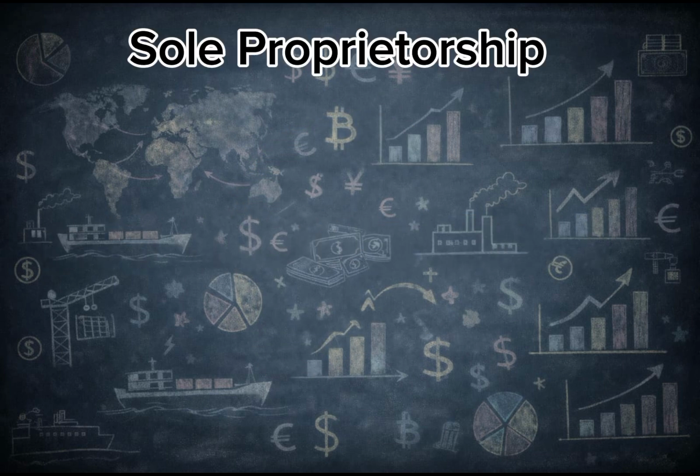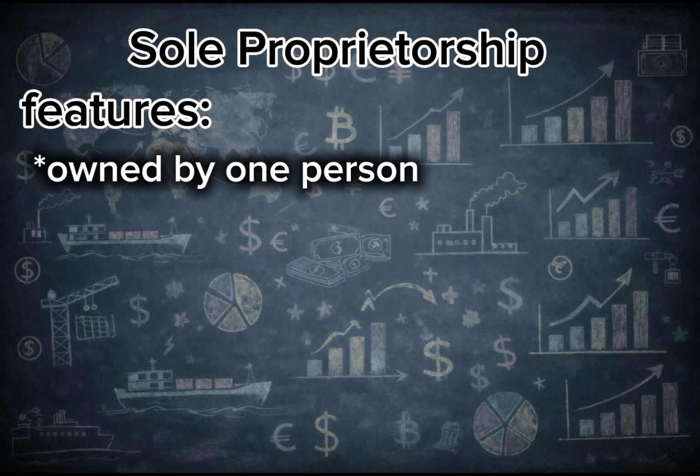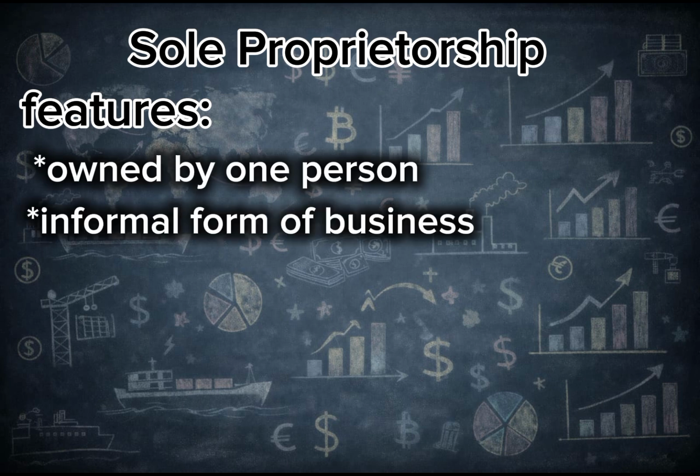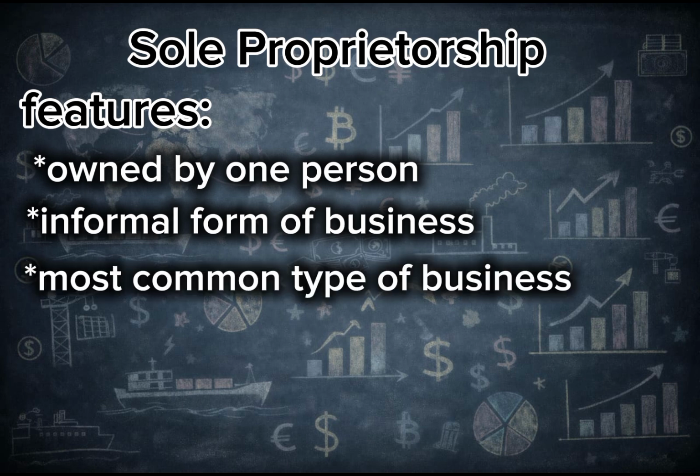Sole proprietorship is a business owned by one person. It is an informal form of business. The reason why we call it an informal form of business is because you don't necessarily need to register before you start it. So that's why we say it's an informal form of business. This is the most common type of business because there are more sole proprietors in Nigeria than other forms of business. Let me dare say even in the whole world.